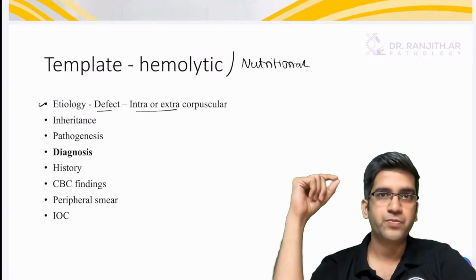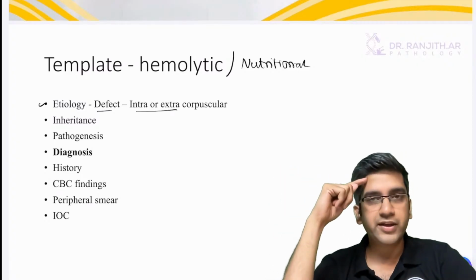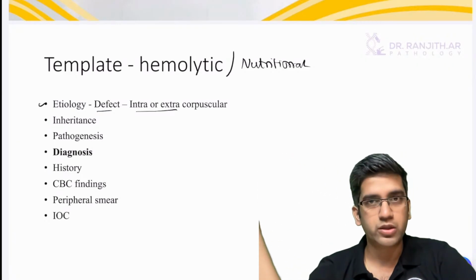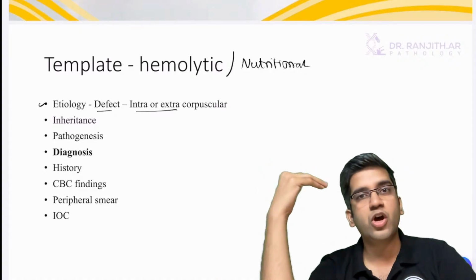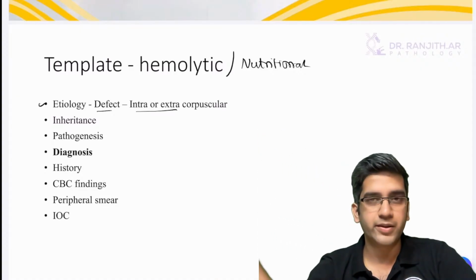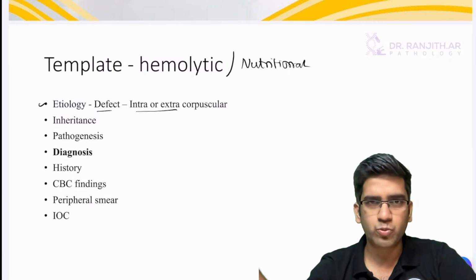And pathogenesis. Again, for the pathogenesis, I want you to think about the marks where it's awarded. If it's G6PD deficiency in a long answer, it makes sense for me to write everything. For a short answer, write crisply, that's more than enough, right?